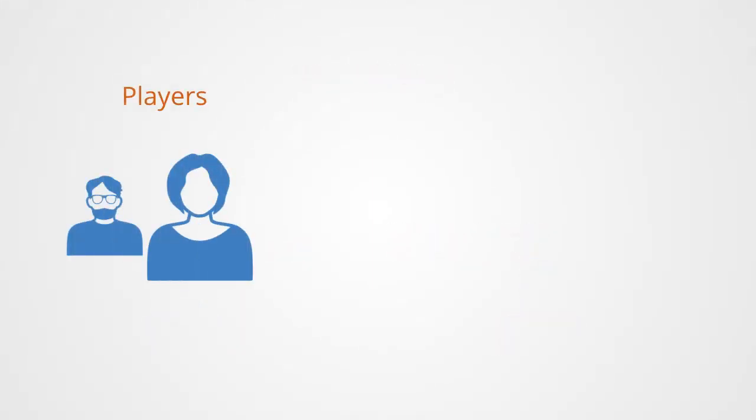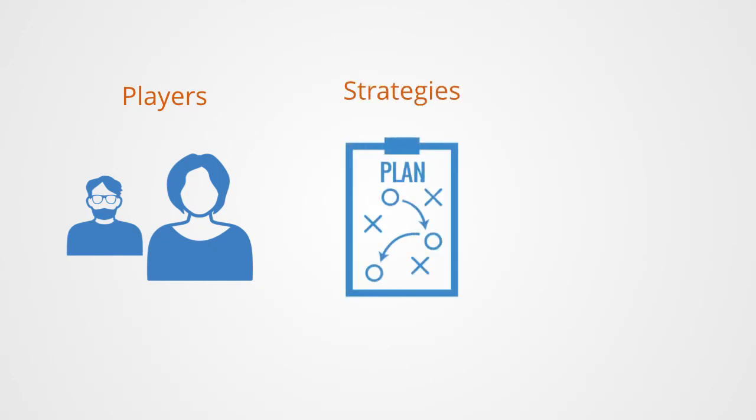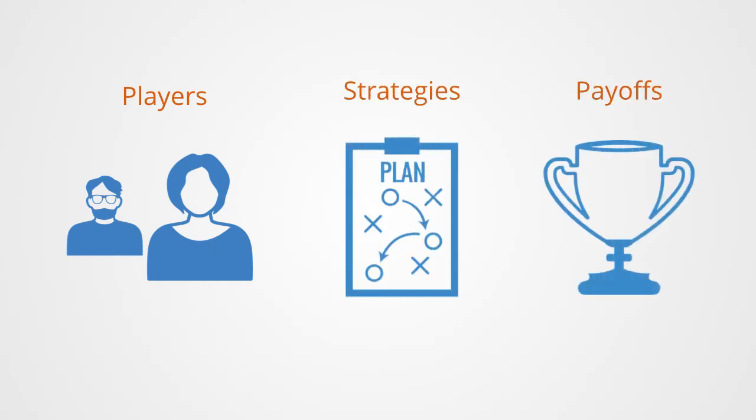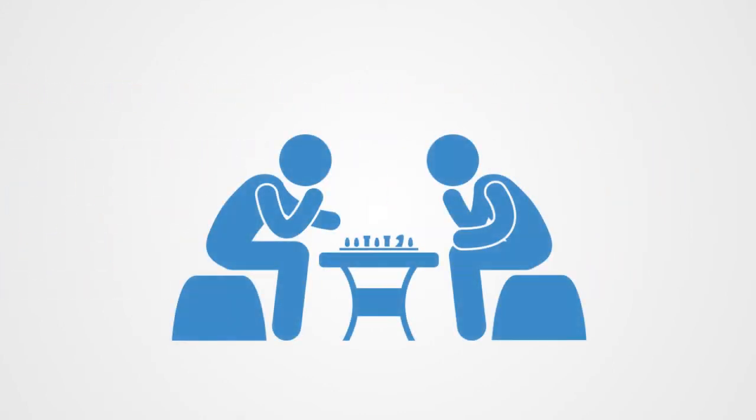So these are the three elements that are essential to modeling games: players, strategies, and payoffs. In the next section of the course, we'll start to play some actual games, looking at how to solve games, how to find the best strategies, and talk about the important idea of equilibrium.